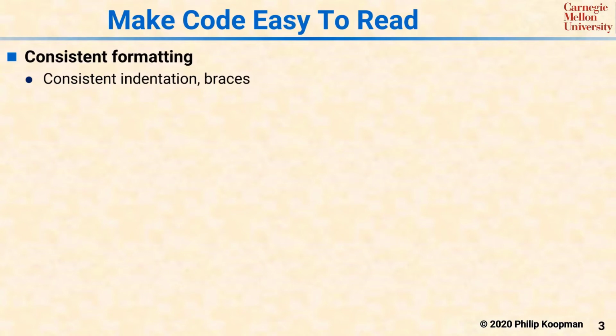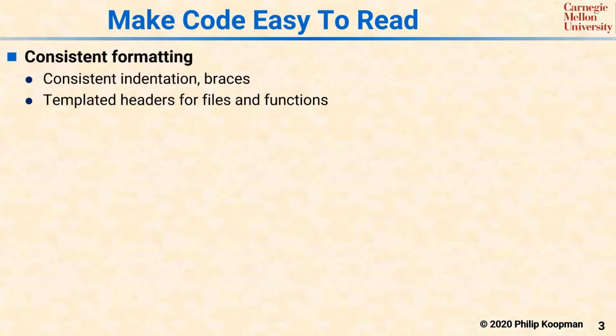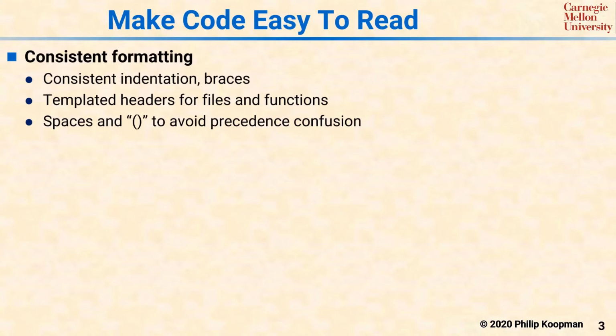A starting point for making your code easy to understand is to make the text itself easy to read. All the code in a code base should have consistent formatting, including consistent indentation, braces, and headers. Coding guidelines often have rules such as the use of white space, the use of parentheses to avoid operator precedence confusion, and using spaces instead of tabs so the code looks the same when viewed on different text editors.